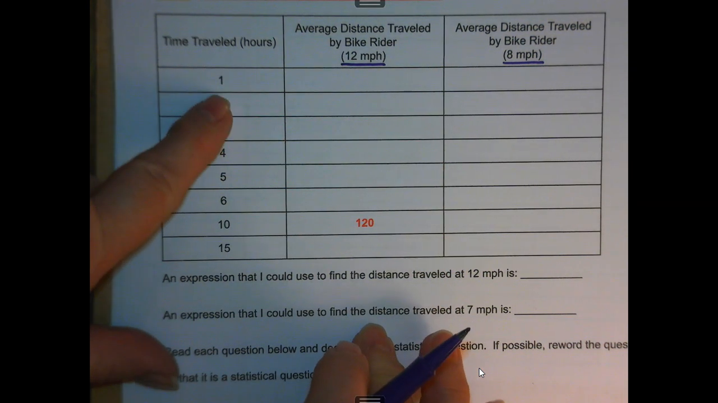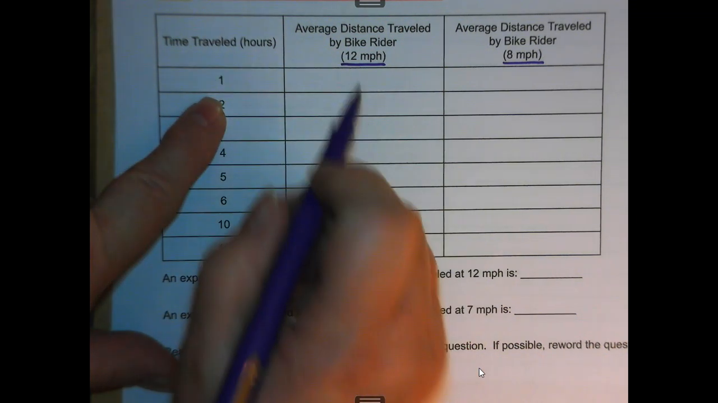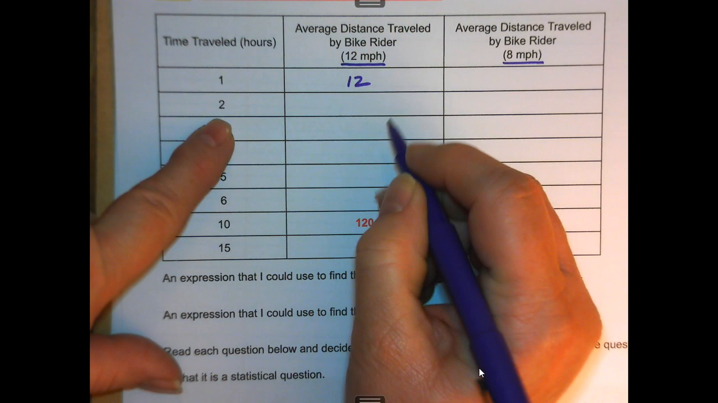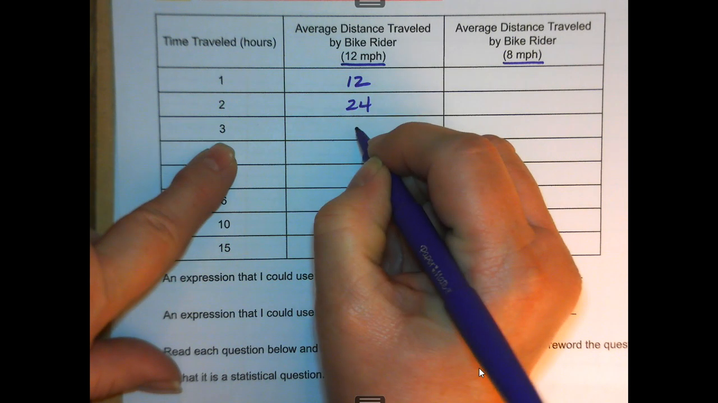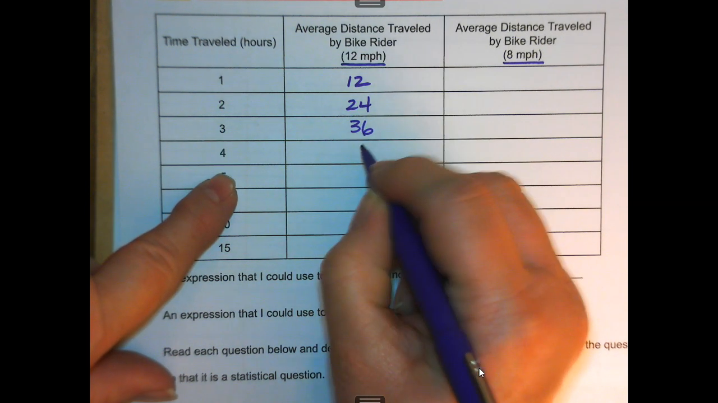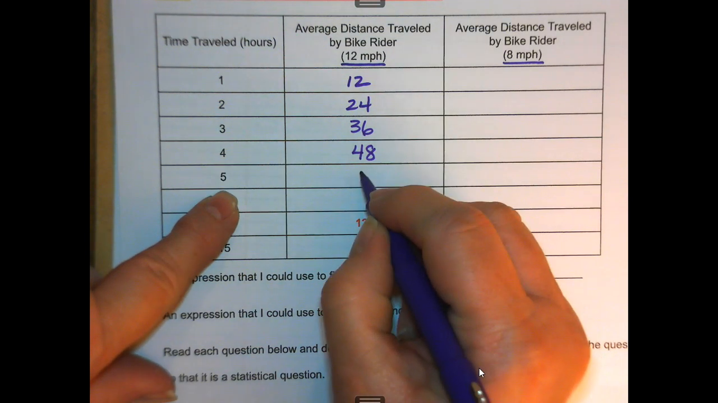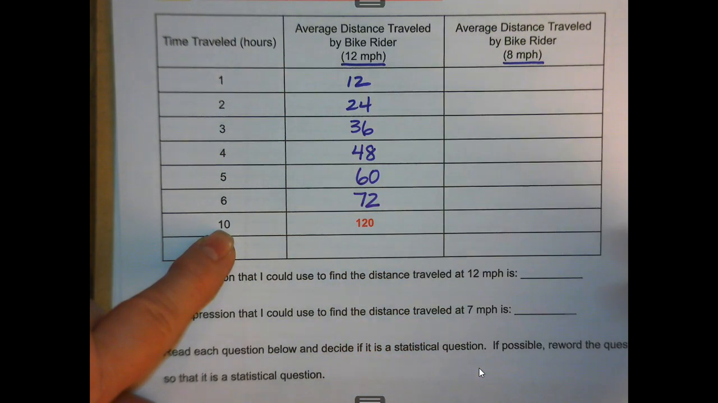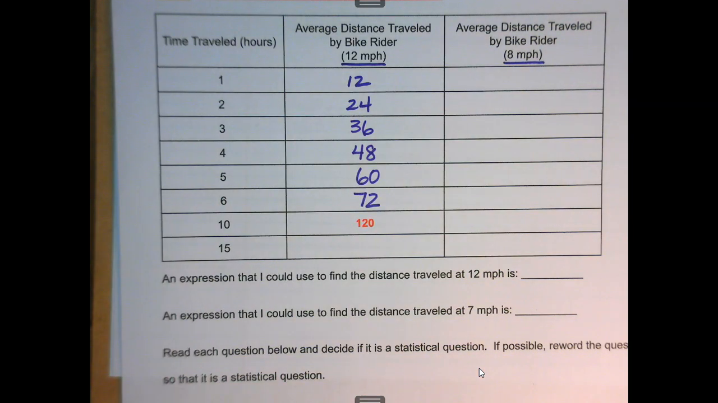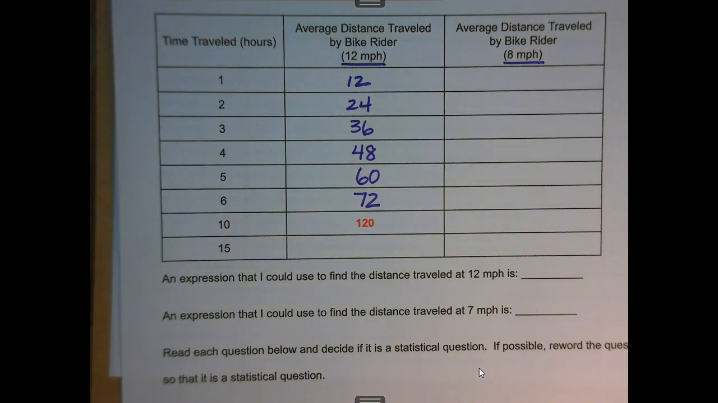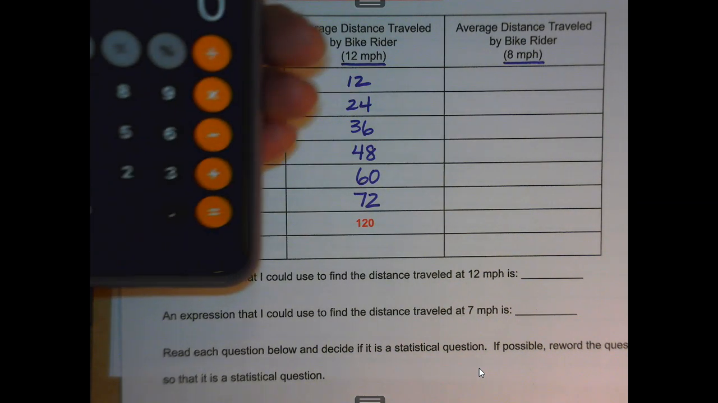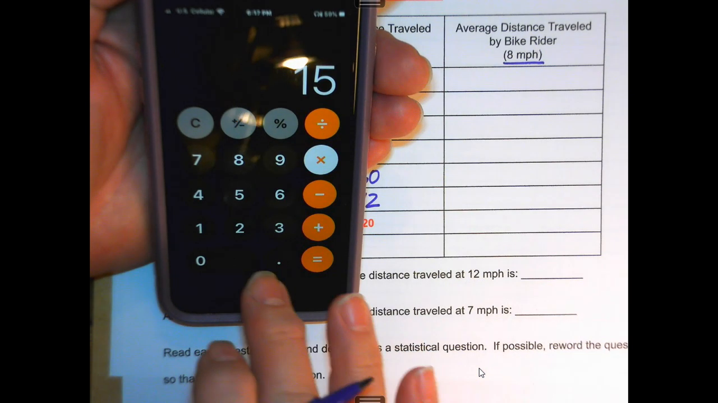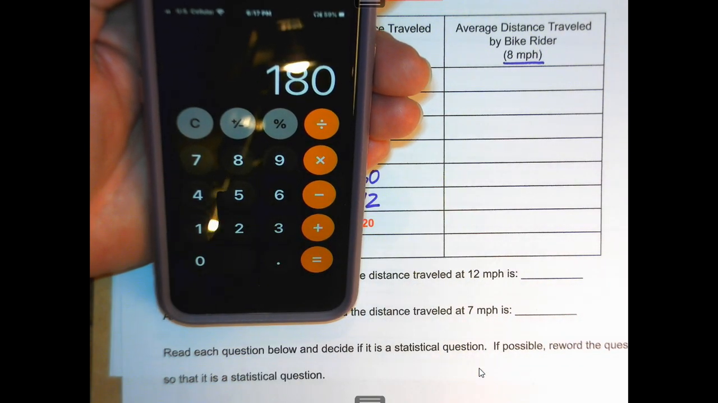So in order to complete this table, we take our time traveled multiplied by the miles per hour. So 1 times 12 is 12, 2 times 12 is 24, 3 times 12 is 36, 4 times 12 is 48, 5 times 12 is 60, 6 times 12 is 72, 10 times 12 is 120. And because I want to make sure I'm using our time well and that I am accurate, we're going to take the calculator out and let's take a look at 15 times 12. And that is 180.